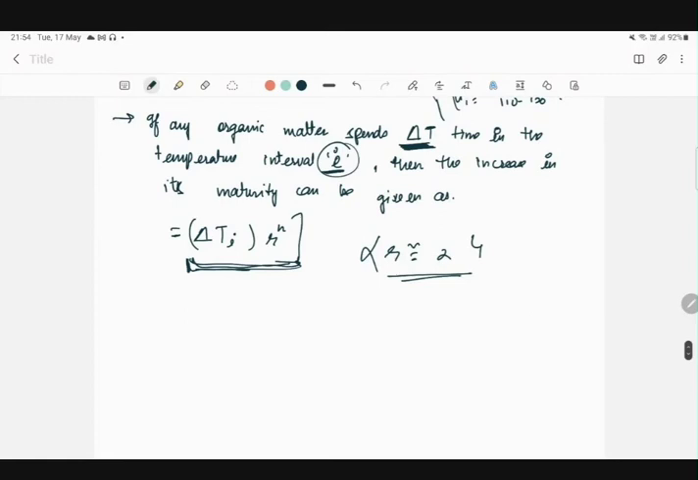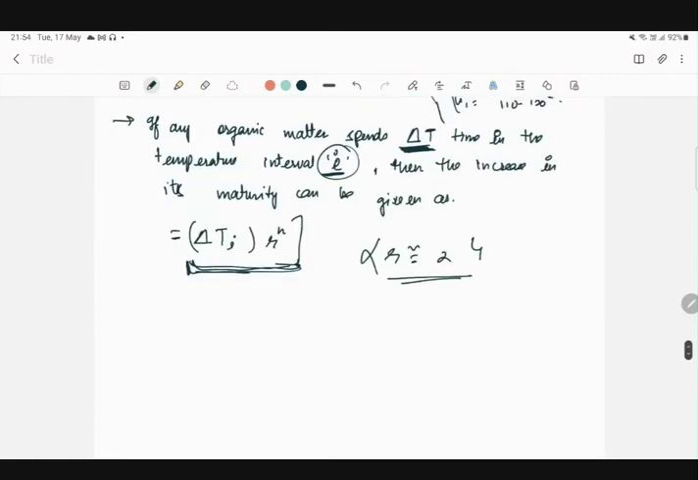So the total maturity of the hydrocarbon can be given by the equation. Write down total. This is the maturity for a particular time and for a particular temperature range. For the temperature range I and for the time del T.